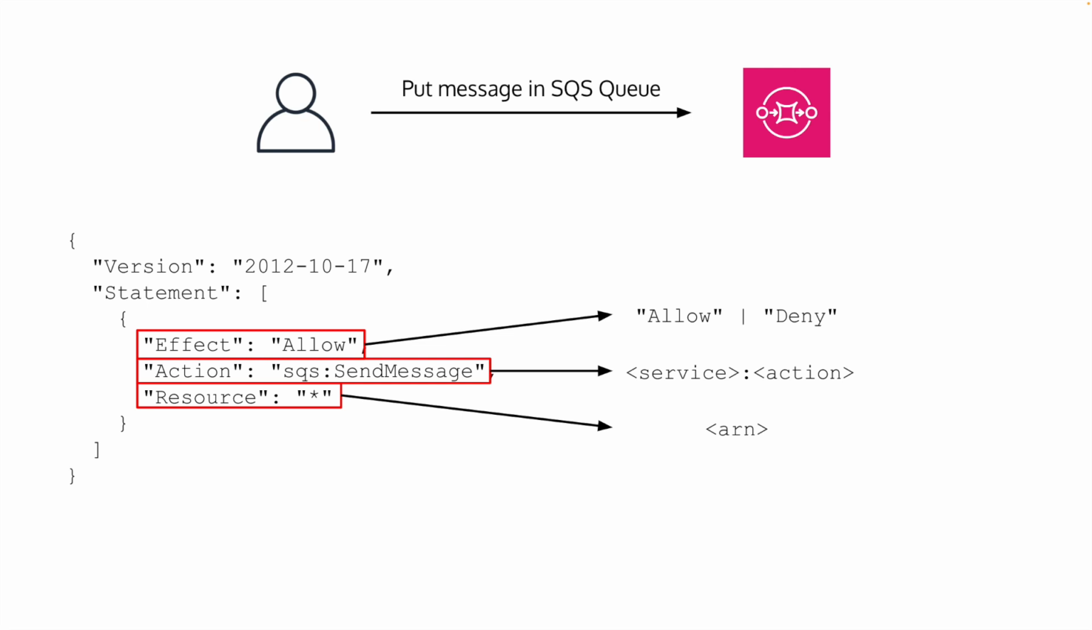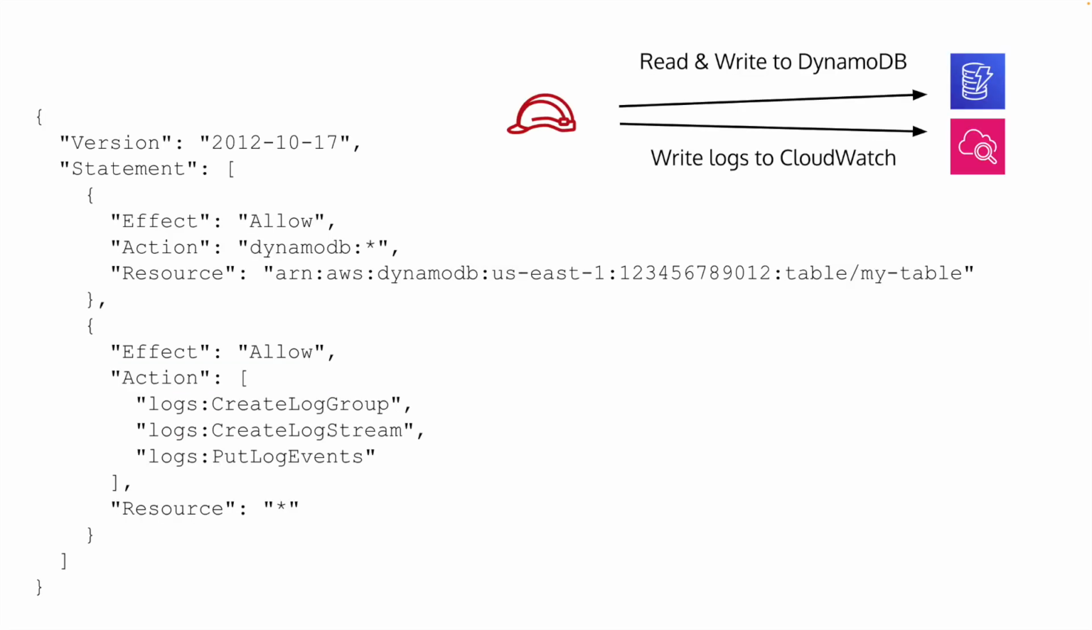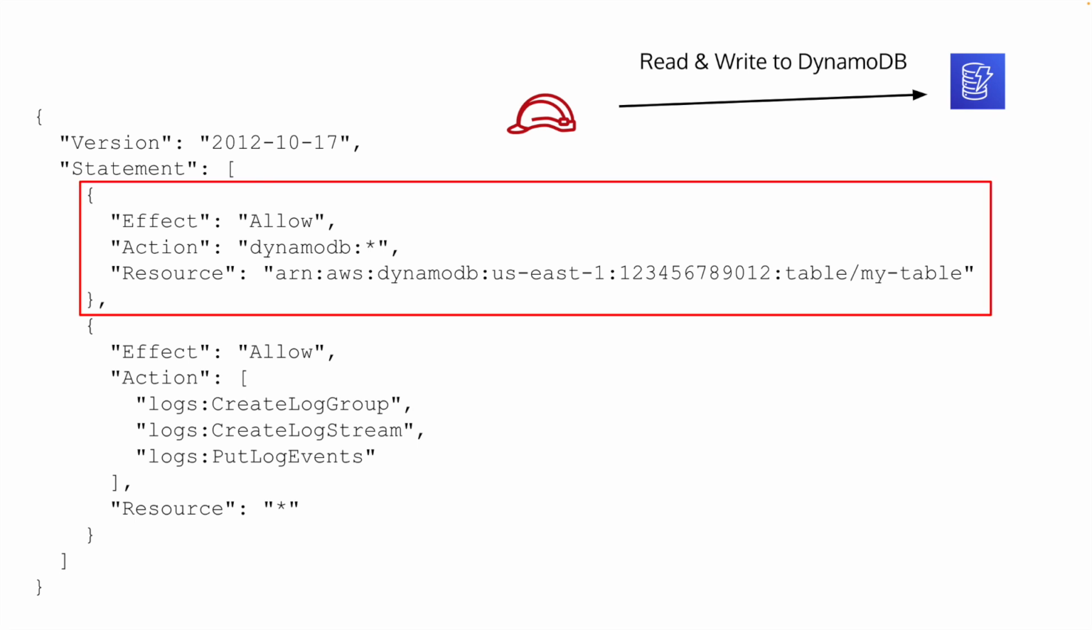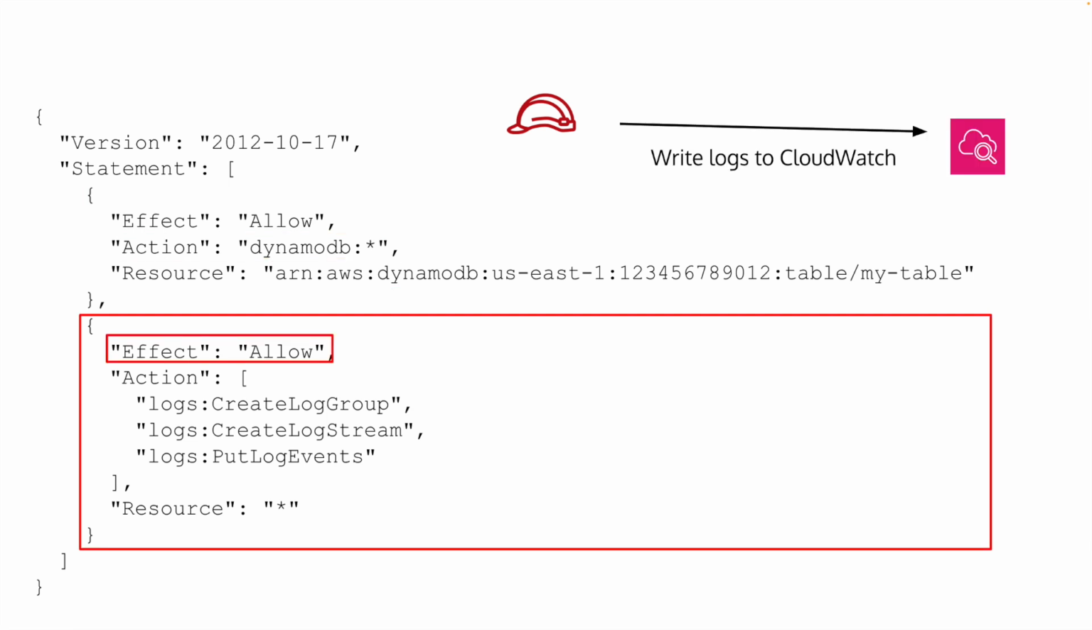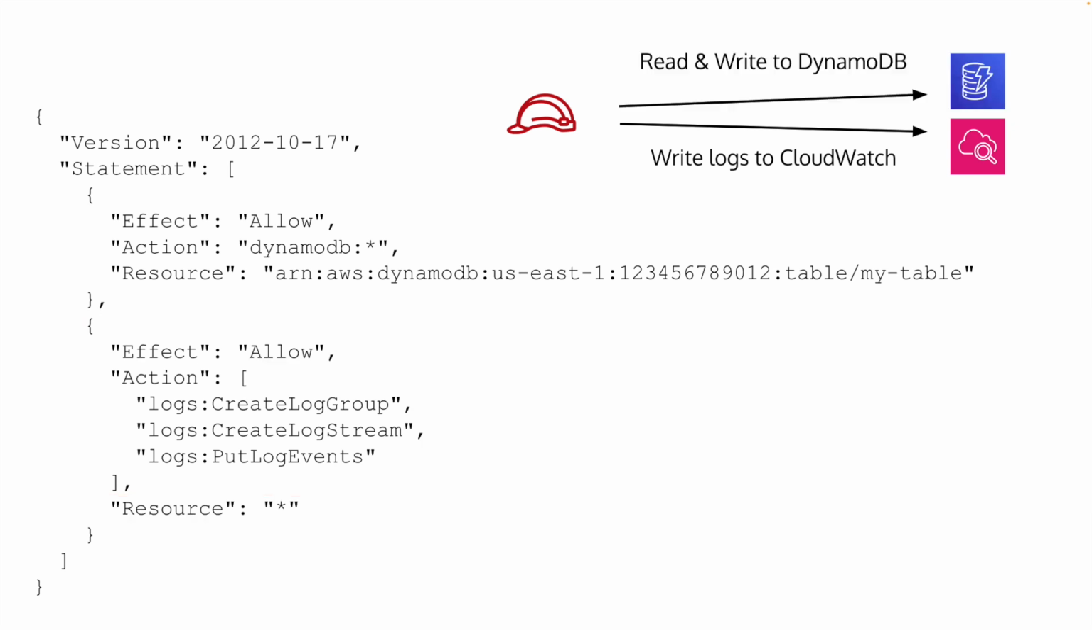ARN stands for Amazon Resource Name, and it's a unique identifier for every resource in AWS. For this next example, we need to grant the role multiple actions across two services. The first statement allows all DynamoDB actions on the table myTable, and the second statement allows 3 actions to be performed: create log group, create log stream, and put log events on any CloudWatch resource.